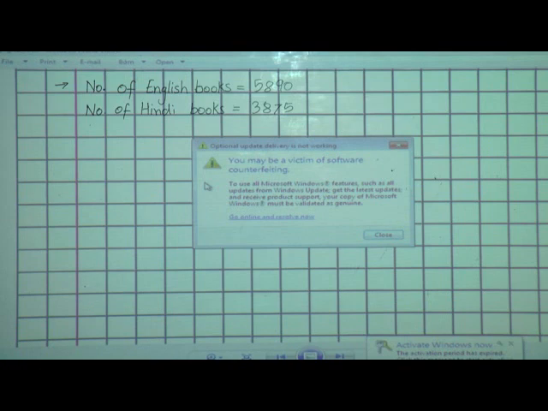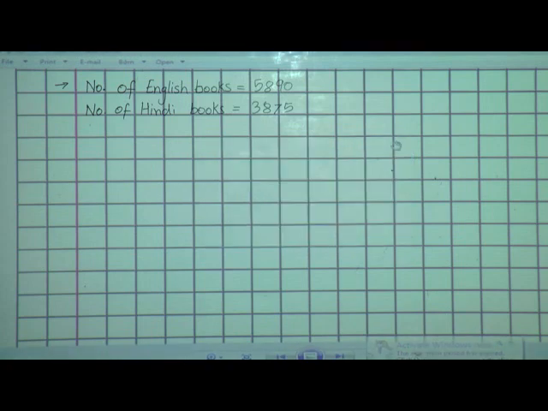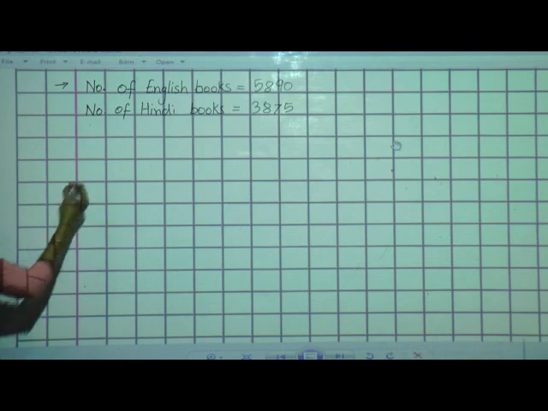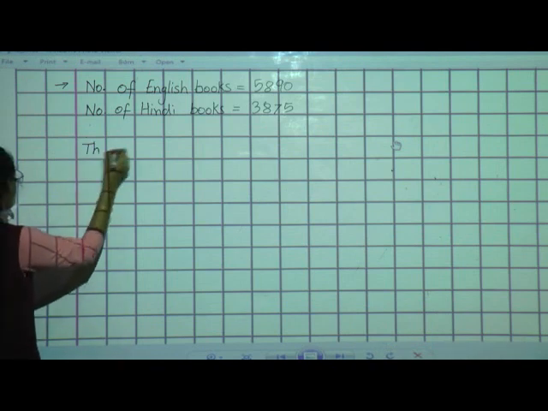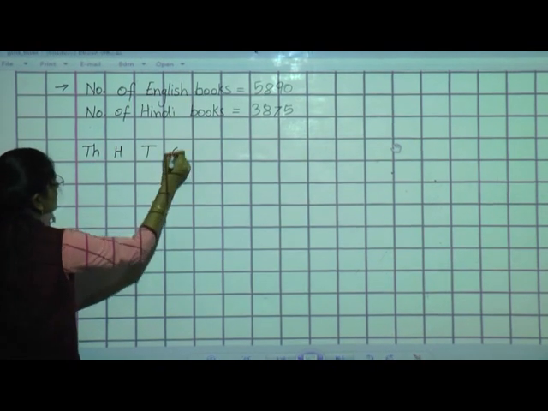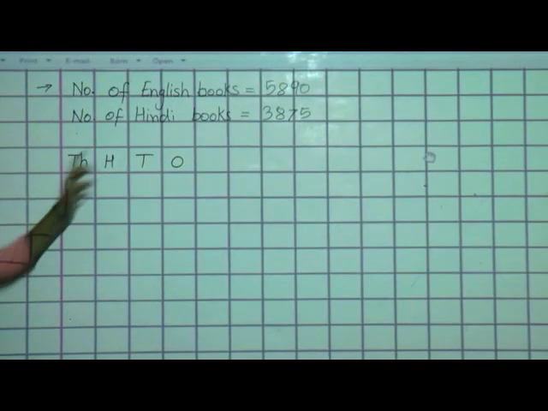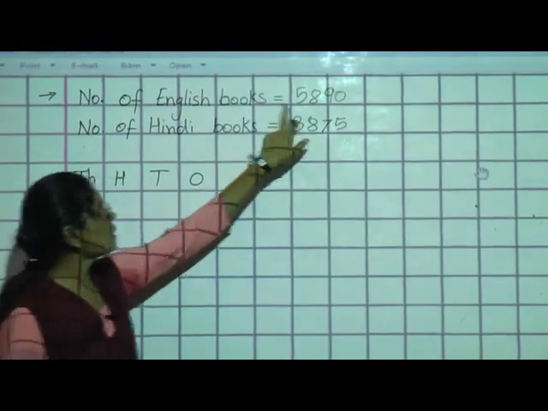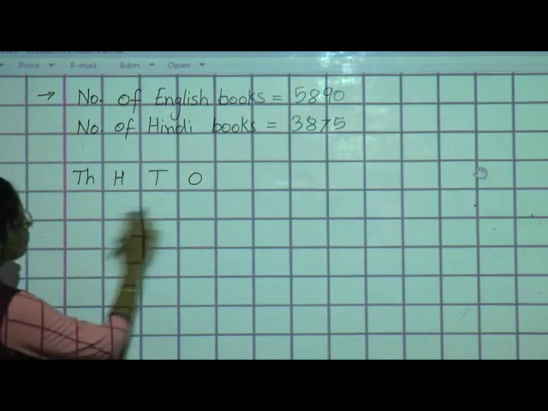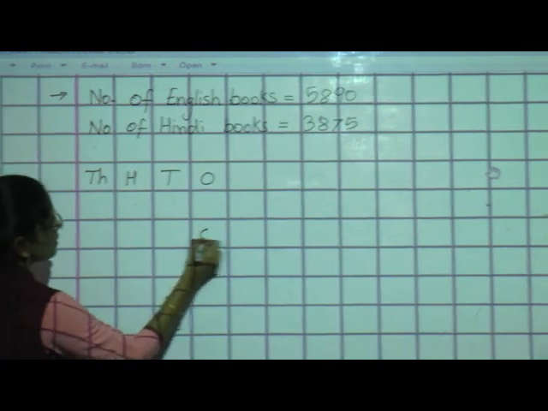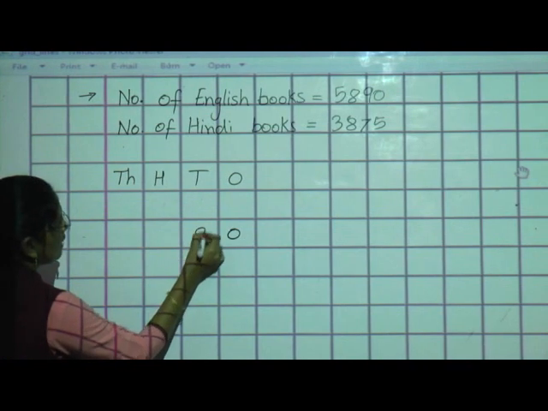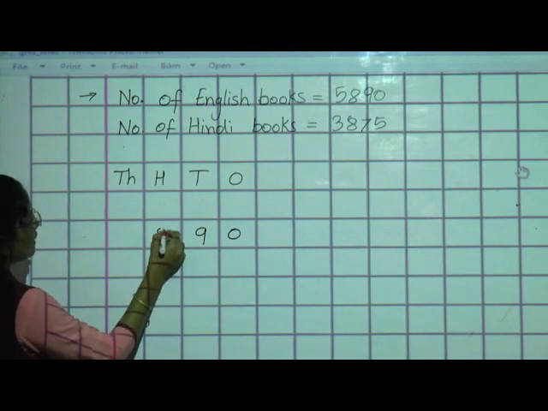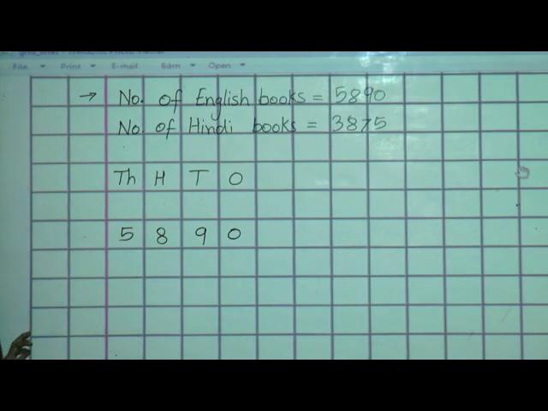Now draw the place value chart. The numbers are 4-digit numbers, so you have to draw the place value chart that way. Thousands, hundreds, tens, ones. How many English books are there? 5890. Put these numbers in the place value chart. Leave one line for carry. 0 at ones, at tens place 9 is there, hundreds place 8 is there, and thousands place 5 is there.